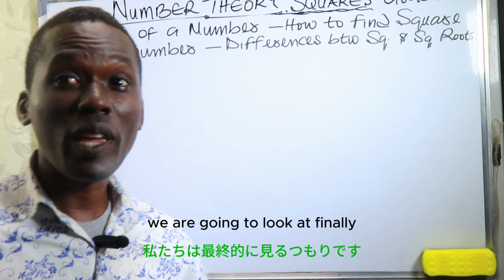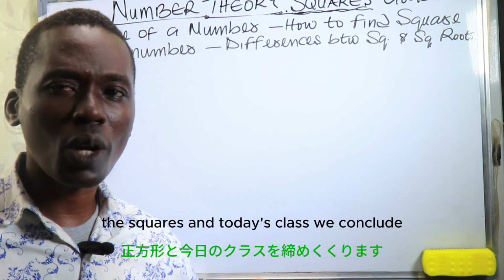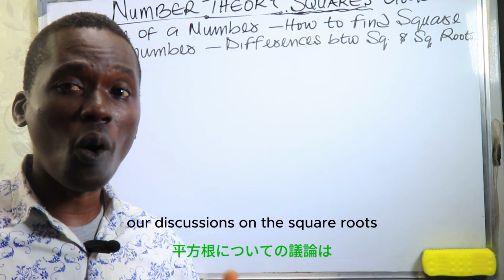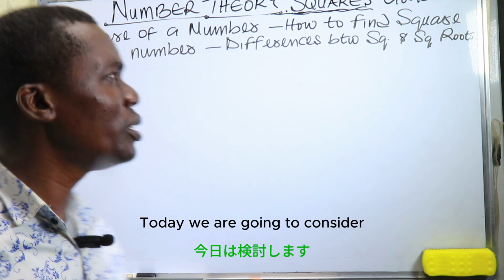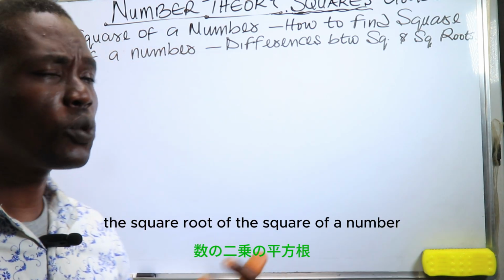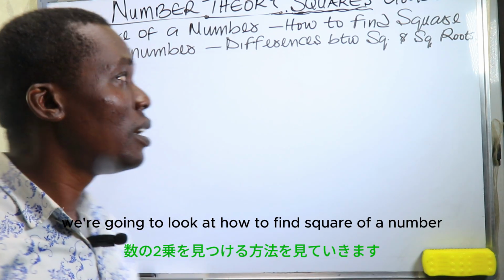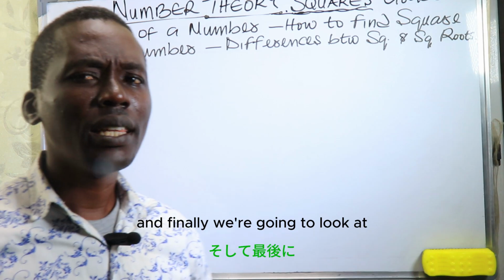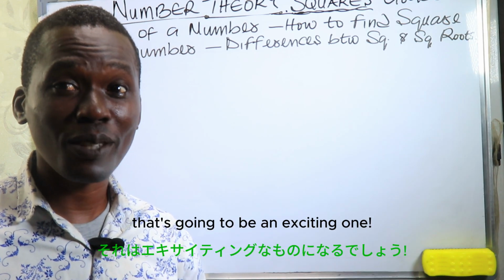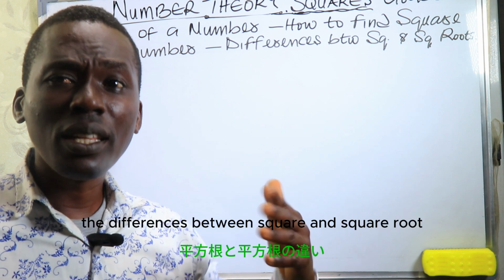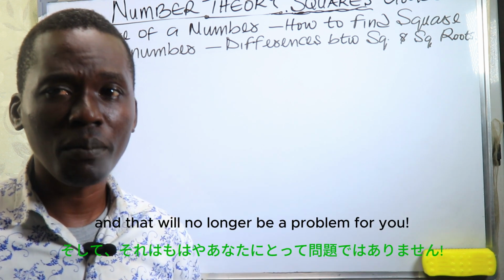In today's class, we are going to look at finally the squares. Today's class will conclude our discussions on the square roots and squares of numbers. Today we are going to consider the square root of the square of a number. We're going to look at how to find the square of a number, and finally we're going to look at the difference between square and square root. That's going to be an exciting one because you'll come to know the differences between square and square root, and that will no longer be a problem for you.